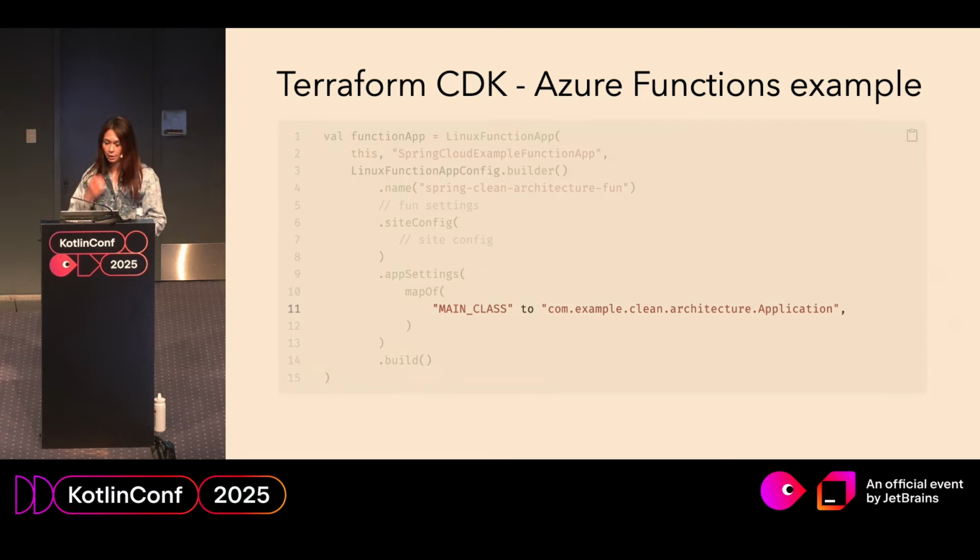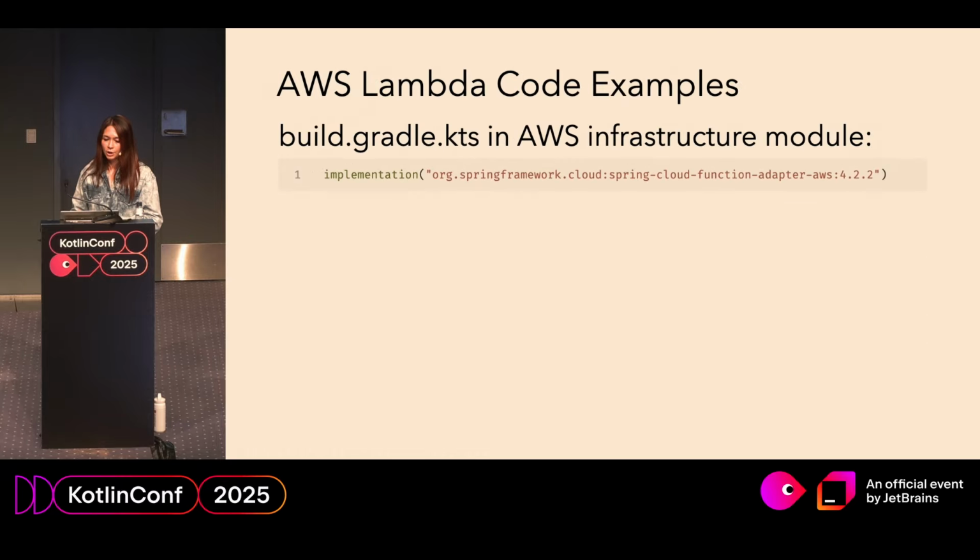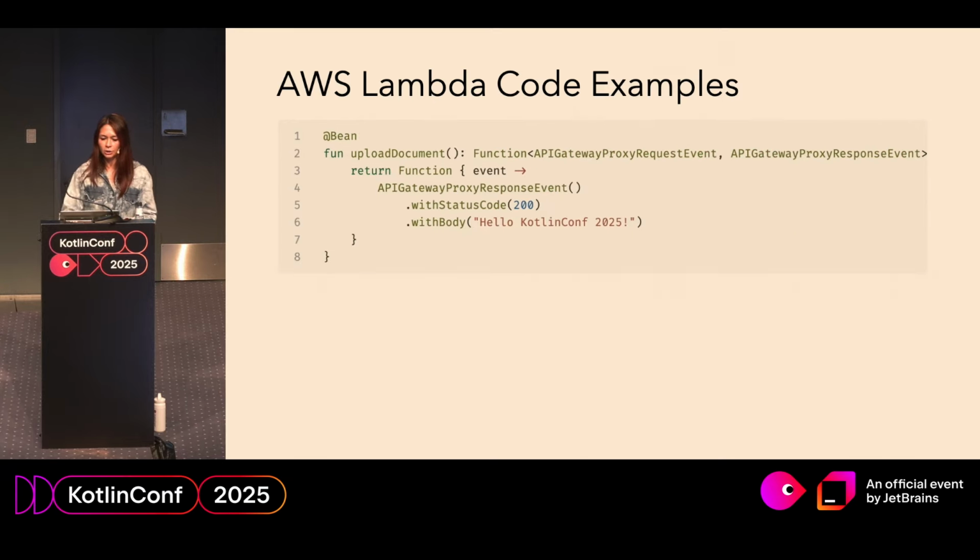So if you have Hello World, you deploy your Terraform, and it will just run if you do a post request to that endpoint. So AWS Lambda, again, you need to import your specific Spring Cloud adapter for AWS, and then you need to define your entry point. But where's the trigger?